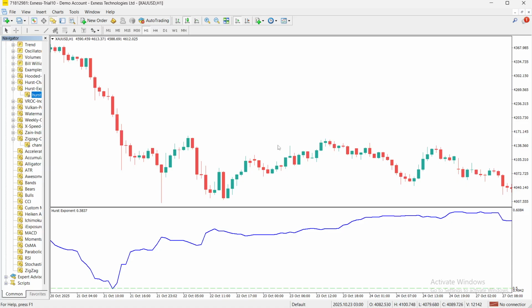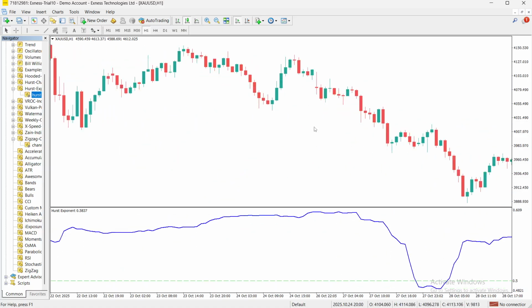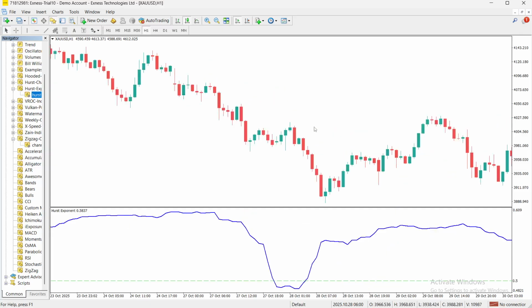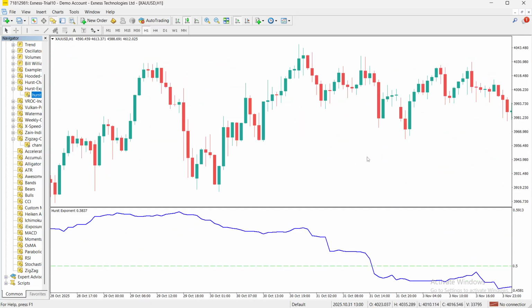This overview from the Forex Geek highlights how analyzing the Hurst exponent based on fractal market behavior helps identify long-term trends and cyclical patterns for predicting turning points.